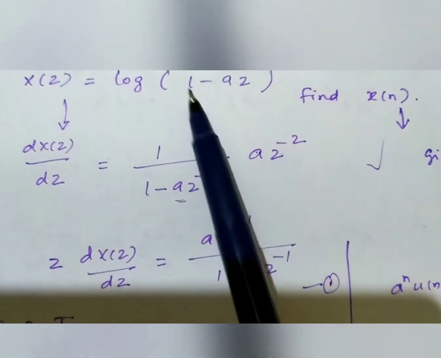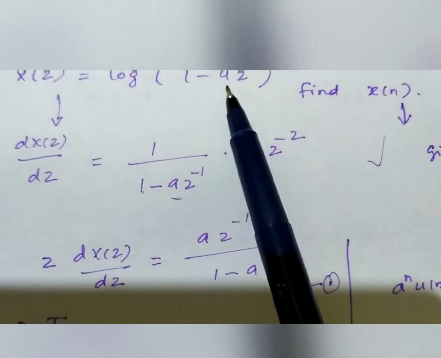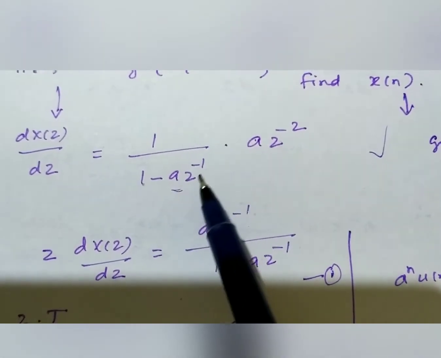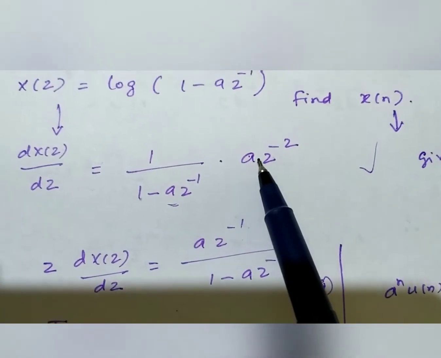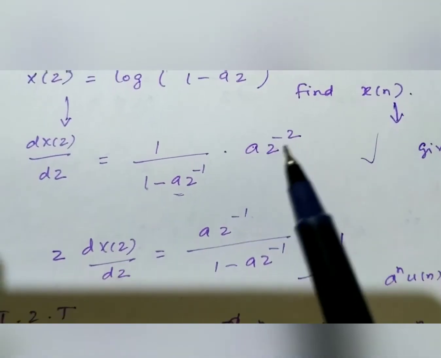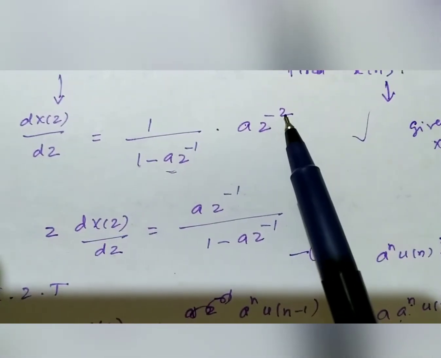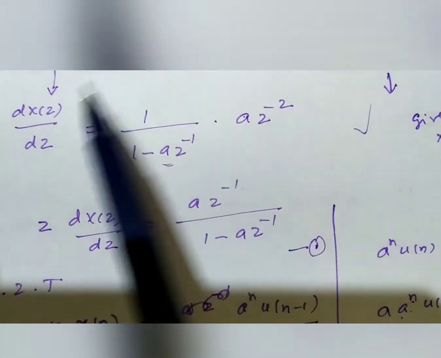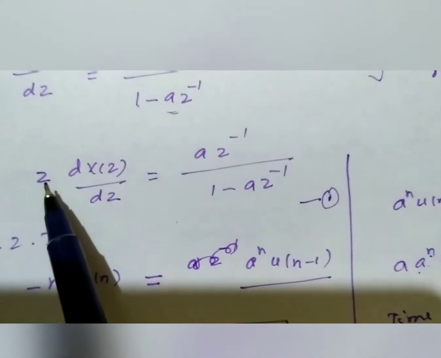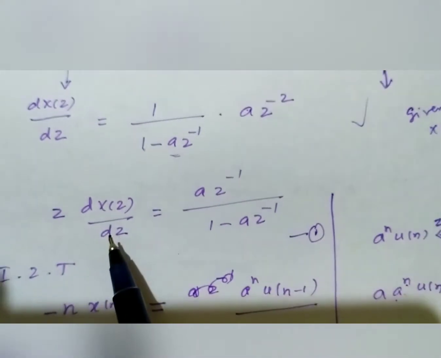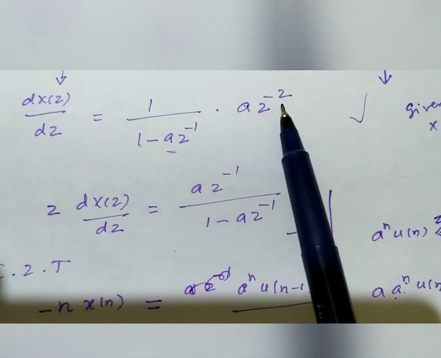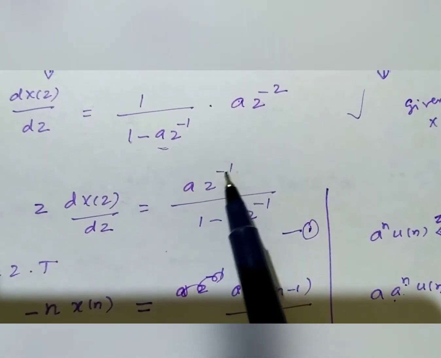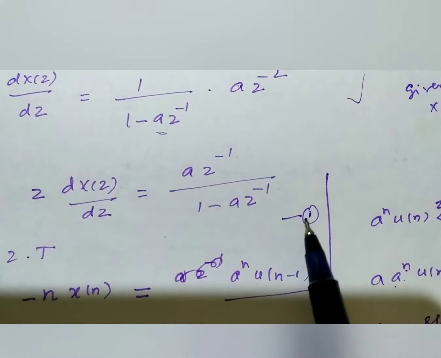The derivative of log of this is 1 over the same function. Now, this is a z^(-1); once you differentiate it, we get a times z^(-2), with a negative sign. Bringing one z to the left side, it becomes z times dX(z)/dz, so the z^(-2) is reduced to z^(-1). Let us call this equation 1.